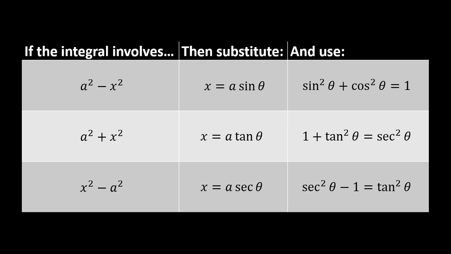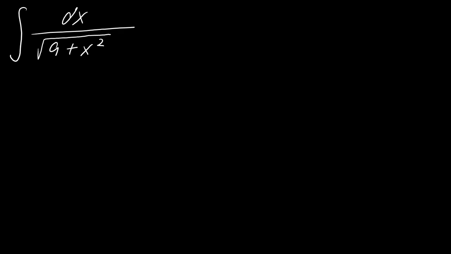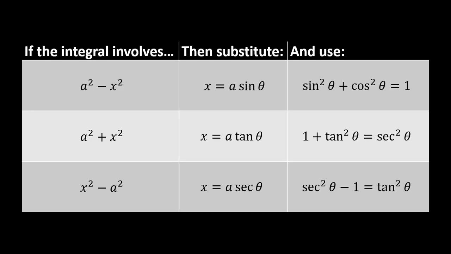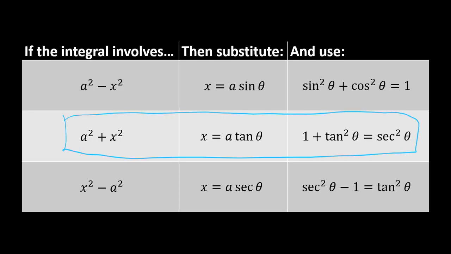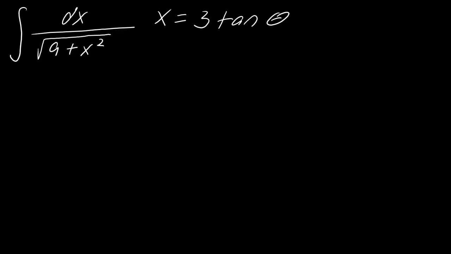So the whole thing with this is that if you have something that resembles one of these forms, then you can go ahead and use the substitution. So let's jump right into an example. I've got this integral of dx over the square root of 9 plus x squared. So I've got that 9 plus x squared, and as I look through this, that fits that middle form here. So my x is going to equal 3 tangent theta.